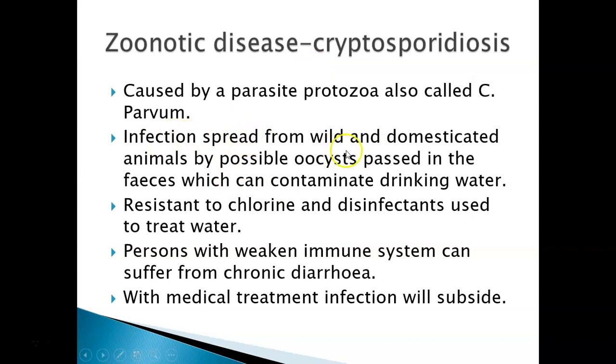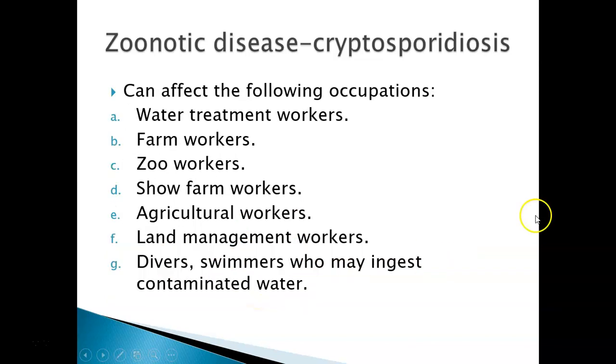Infection spread from wild animals and domesticated animals by oocysts, right? That's how you pronounce this word. Passed in the feces, which can contaminate drinking water. Resistant to chlorine and disinfectant used to treat water. Persons with weakened immune system can suffer from chronic diarrhea. With medical treatment, infection will subside. Cryptosporidiosis can affect the following occupations: water treatment workers, farm workers, zoo workers, show farm workers, agricultural workers, land management workers, divers, swimmers who may ingest contaminants.